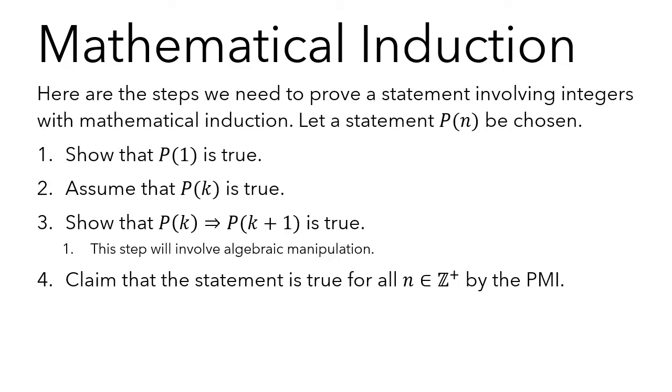Here are the steps we need to prove any statement using mathematical induction. So we say in general P of n is a statement. Step one is we need to show that P of 1, or the very basic step, is true. Step two is we need to assume that P of k is true. In other words, some random case k is true. By assuming that's true, through some algebraic manipulation, we need to show that that also implies P of k plus 1 is true. If we can do that, then we can claim that it's actually true for all positive integers by the principle of mathematical induction.